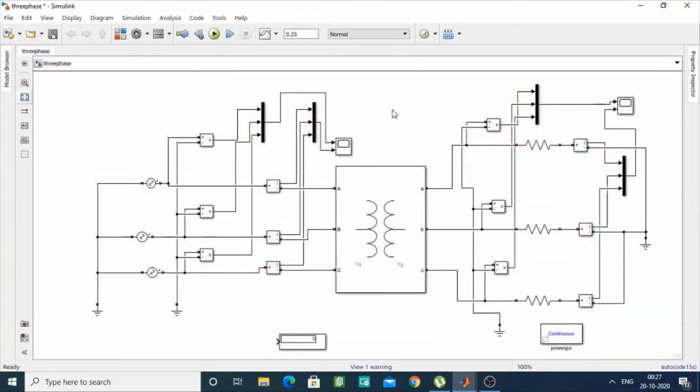So this was all about a three-phase transformer. I hope that you understood this video as much as possible. Thank you for watching this.